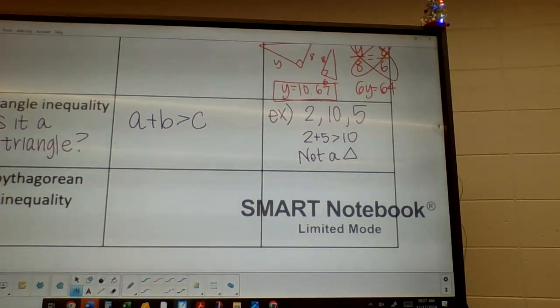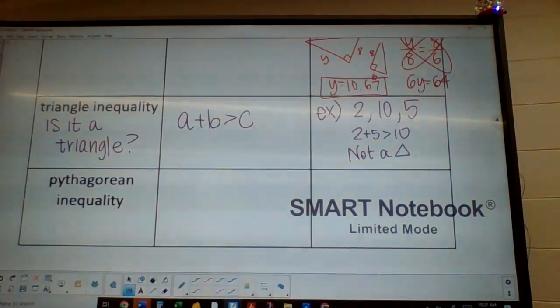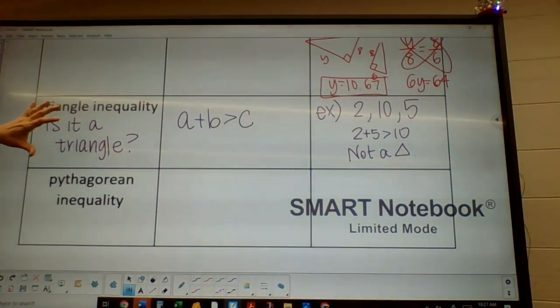It would be like asking, is this a triangle? No. It's asking something that doesn't exist. It doesn't make sense. All right, so questions there? So check and see if it's a triangle first.